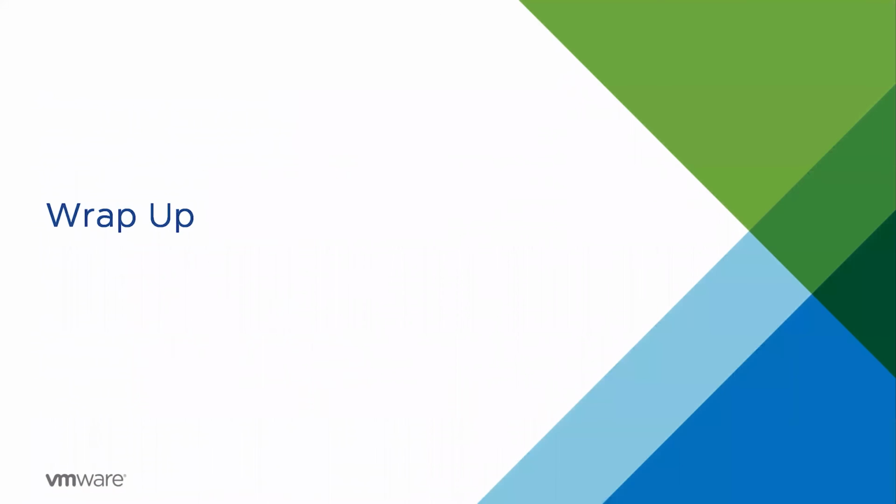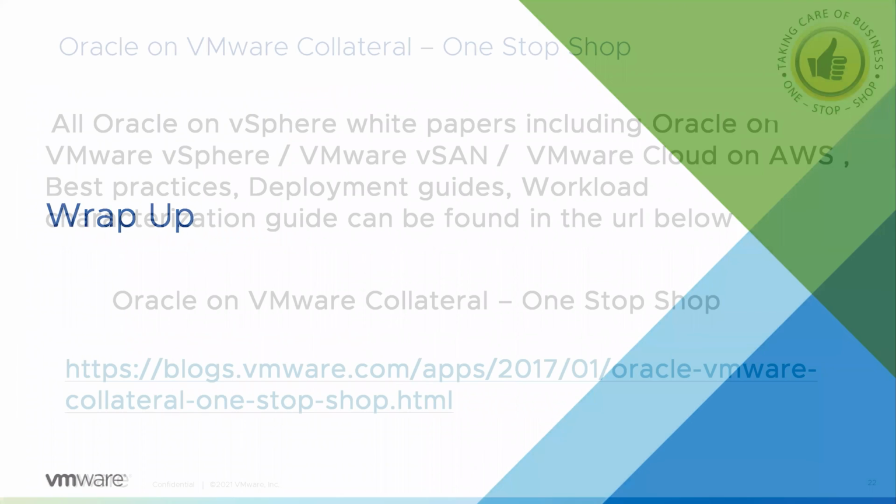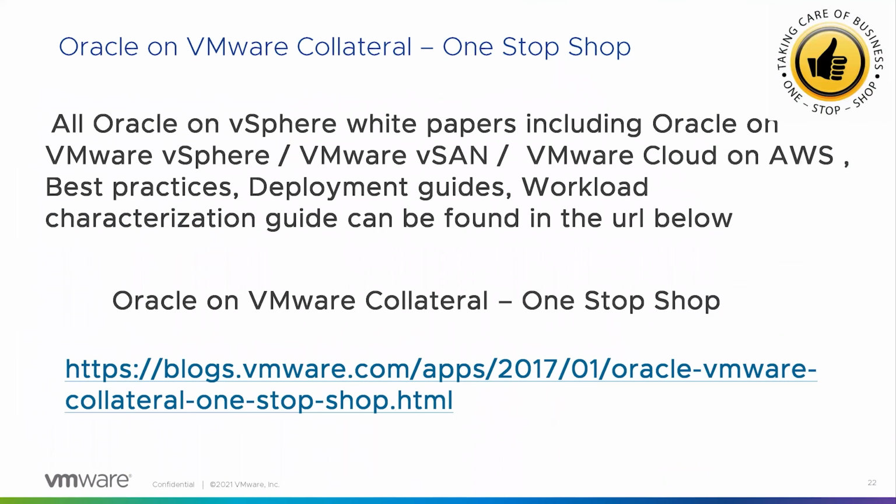And as part of the wrap up, any and all Oracle on vSphere white papers, that includes Oracle on VMware vSphere or vSAN, or even VMware Cloud on AWS, virtual volumes, best practices, deployment guides, workload characterization guide, they can be found in the URL below. It's aptly called the one-stop shop, but essentially all KB articles, any blogs that we produce as part of the Oracle vertical, we dump it here at this particular blog site. So please do visit that when you get a chance.